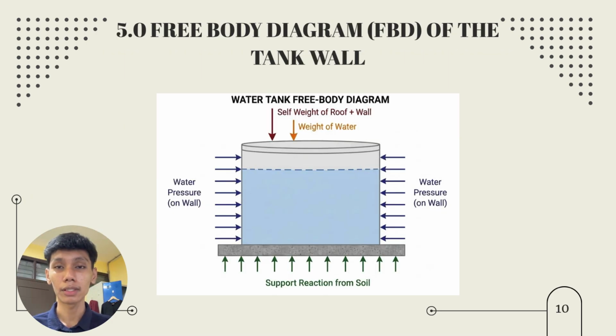Next, we move to the free body diagram of the tank wall. This is our free body diagram of this project. This free body diagram separates the tank structure to examine all the external forces necessary for maintaining structural balance. The system experiences vertical strain from the cumulative self-weight of the roof and wall.